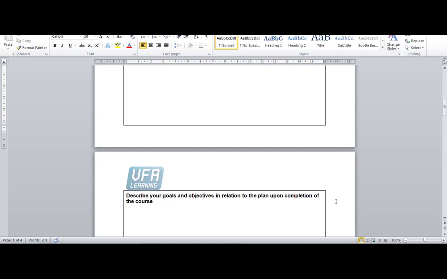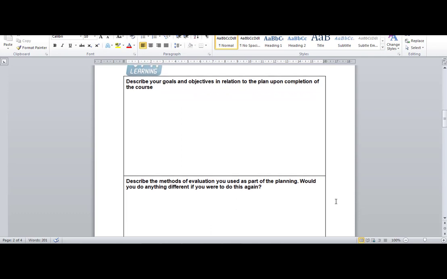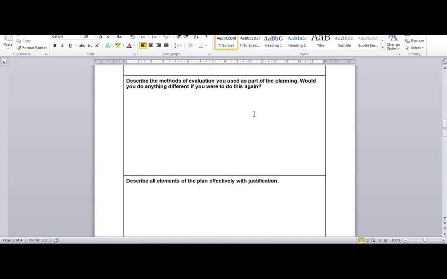Next part, describe your goals and objectives in relation to the plan upon completion of the course. Describe the methods of evaluation that you used as part of the planning. Okay. And would you do anything different if you were to do this again? So this could just even be things like after you've gotten your feedback from the teacher, where there are things you didn't really consider. And would you actually look at doing surveys to your clients and things like that? So you're getting some feedback from them. And with that, that could even be asking your clients, is there a certain product they would be interested in you stocking? So that could be something, a way that you could expand your business.